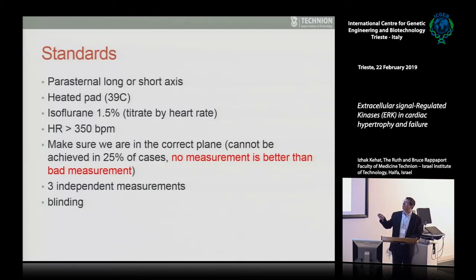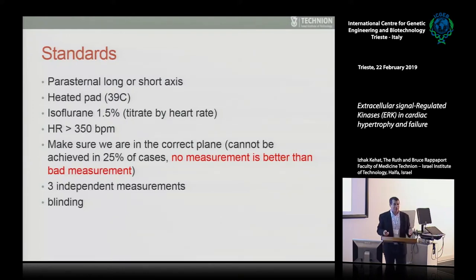So we use either the parasternal long or the short axis view. Both should be okay as long as you are sure that you are in the correct plane. We also prefer to start in the long and move to the short and then make the measurement. Then we feel better. Heated pad, isoflurane no more than 1.5%, but really titrated to the heart rate. So it's not the actual percentage, it's the heart rate that counts. Heart rate should be at least 350, but above 450, I think, is a better criterion. But you have to report it.